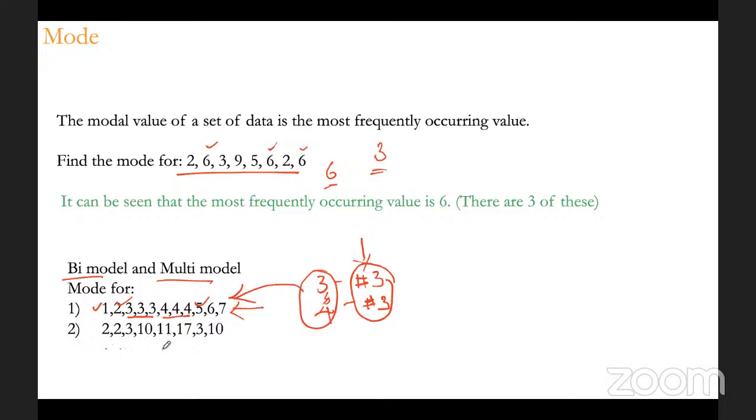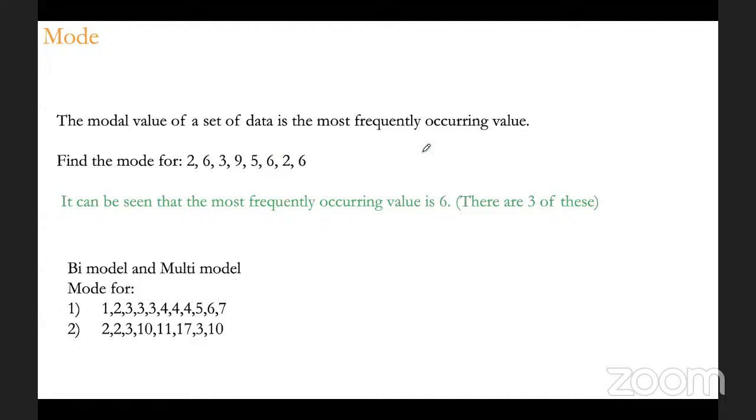Right. And here we have multimodal data sets. Multimodal data sets are those where more than two elements occur with the highest frequency. You can see here 2, 2, 10, 10, and 3, 3. So 2, 3, and 10 together act as the mode for this data set, and that is a multimodal data set.